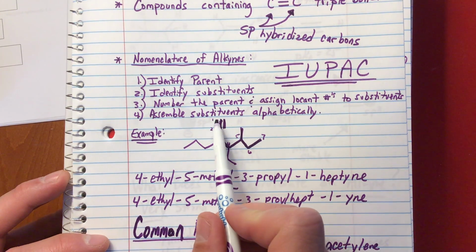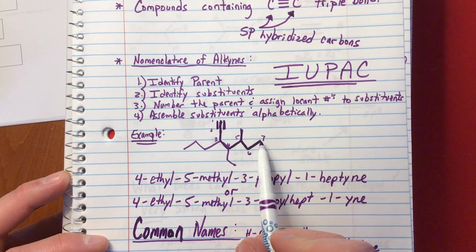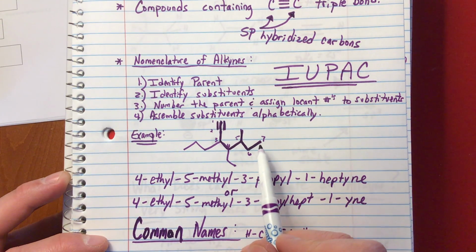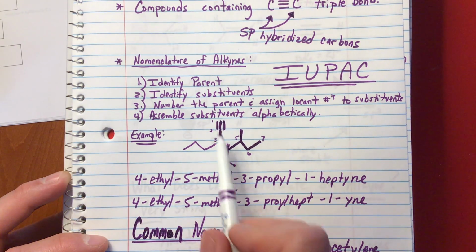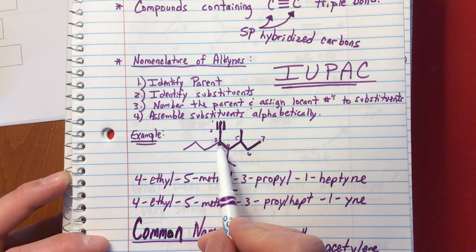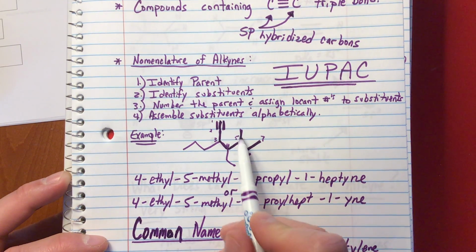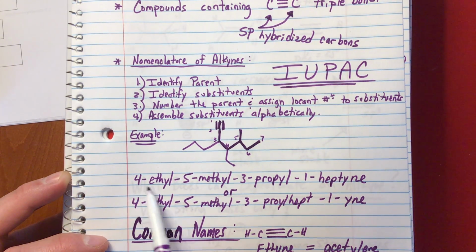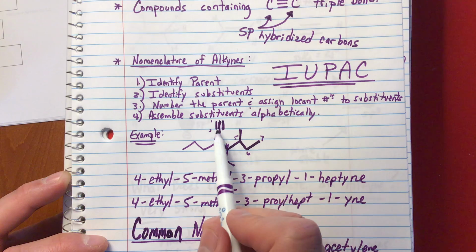So my parent chain would start here at the top carbon and work its way, having the most carbons possible with the triple bond being part of that parent, and the triple bond has to have the lower locant number. So I numbered 1 through 7 going this way, which gives me substituents at 3. I got a propyl at 3. I've got an ethyl at 4 and a methyl at 5. So putting that all together alphabetically, the ethyl would come first. So I got 4-ethyl, 5-methyl, 3-propyl, and then the 1 identifies where the triple bond is.